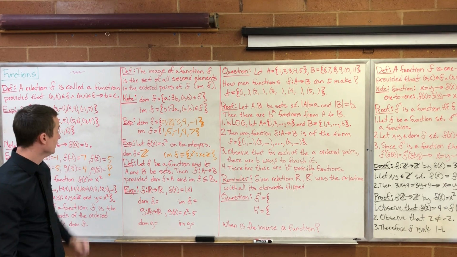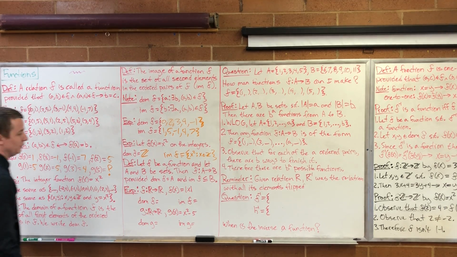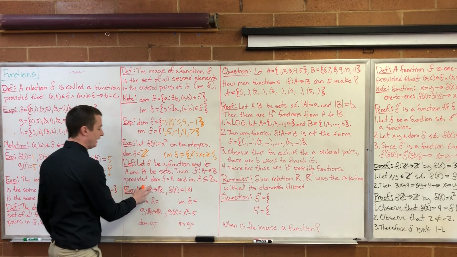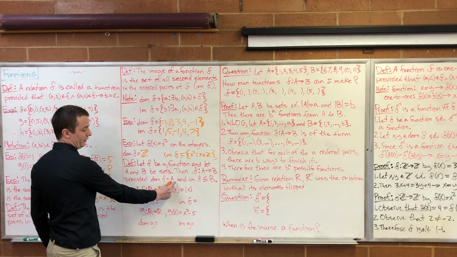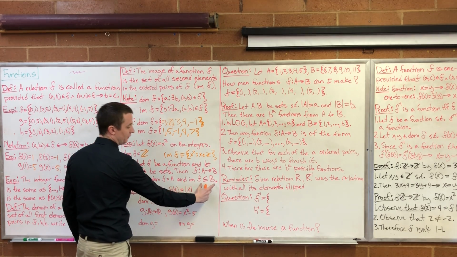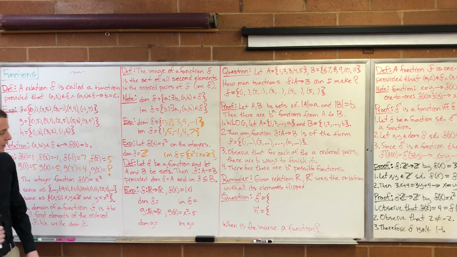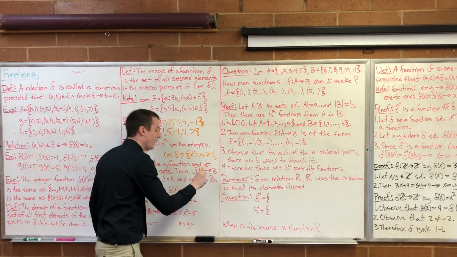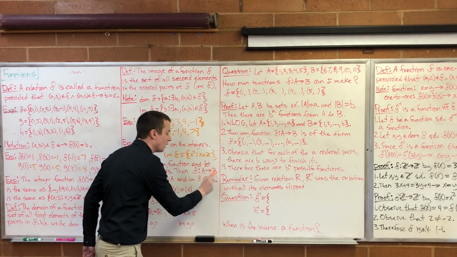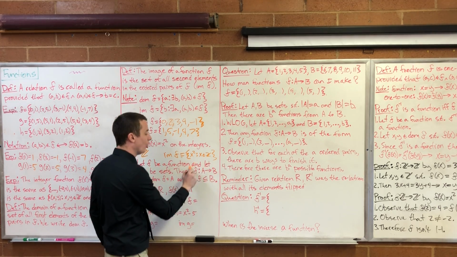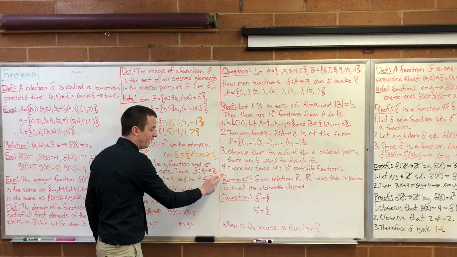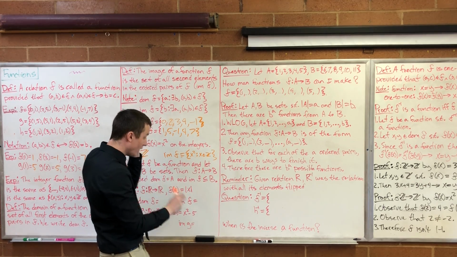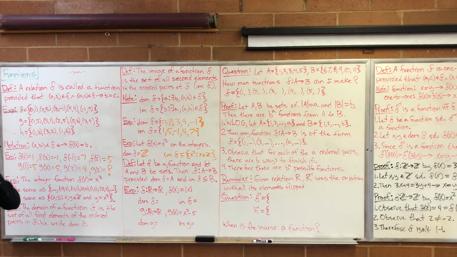Okay, next. Let f be a function and let A and B be sets. Then we say that f is a function from A to B, provided that the domain of f is equal to A and the image of f is a subset of B. Another way to say this: f maps everything in A to something in B. f has to use all of A, but it only has to use some of B. It could use all of B, but it doesn't have to. Does that make sense?